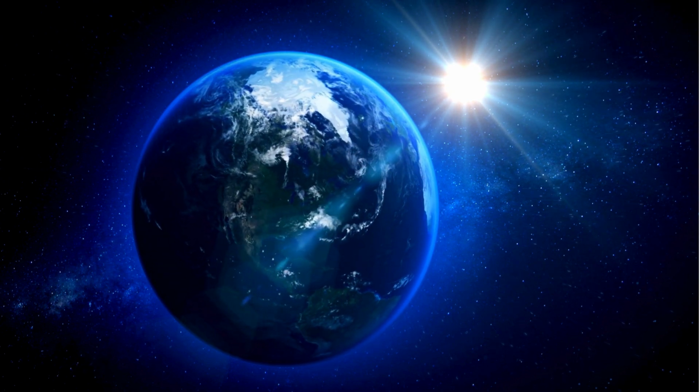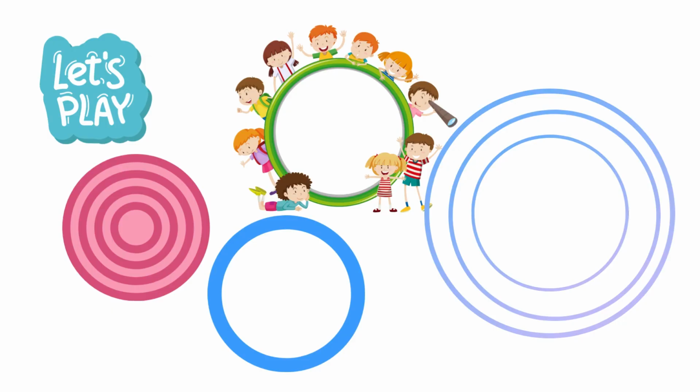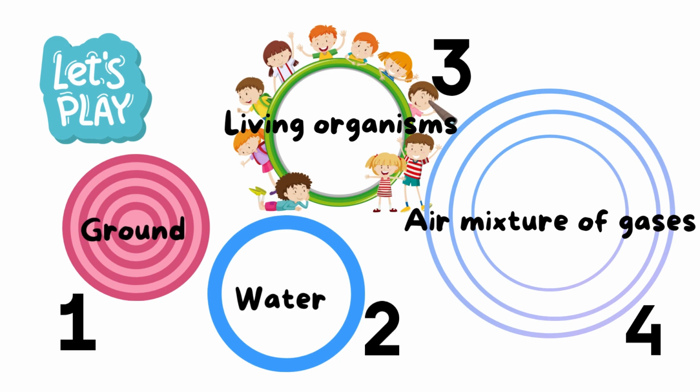So now we will play a game. We have 4 spheres here, and we will put them all together to form the Earth, okay? We have here these spheres: number 1 represents the ground, okay? And number 2 represents the water. And here, the third sphere represents the living organisms. And number 4 represents the air, the mixture of gases. So can we put them all together to form our Earth?